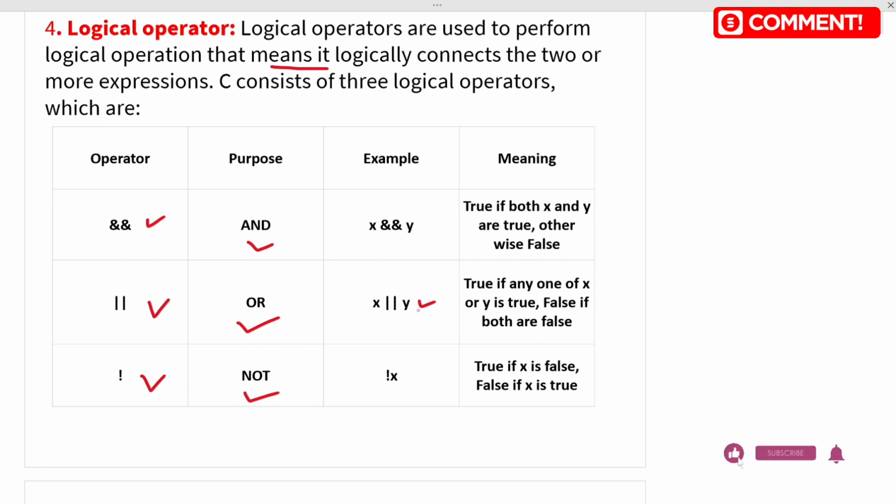At least if the value of any one variable is true, or if the value of any one operand, you can say operands x and y, at least the value of any one operand is true or high, meaning 1, at that time it produces a true result, otherwise false.